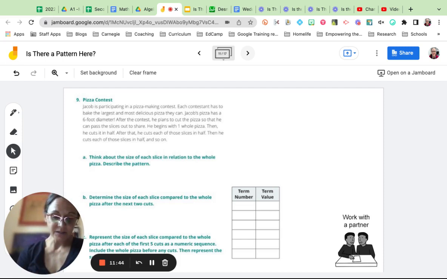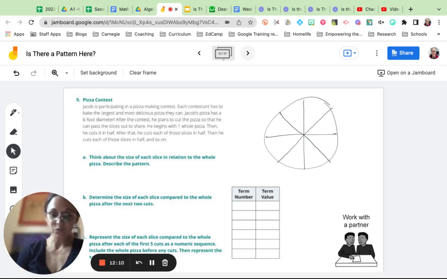After the contest, he plans to cut the pizza so that he can pass out slices to share, because he's not about to eat a pizza with a 6-foot diameter. He begins with one whole pizza like that. And then he cuts it in half. And then he cuts those slices in half. And then he cuts those slices in half. And then he keeps going. He keeps on cutting the slices in half.